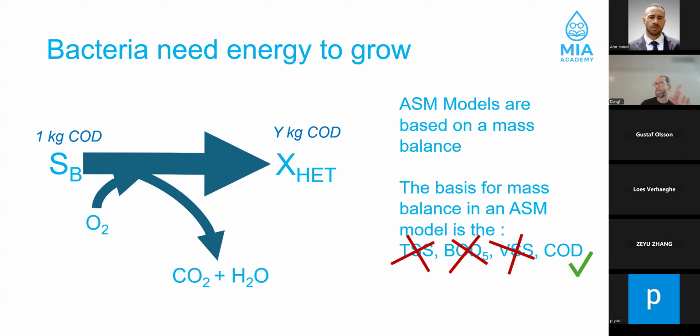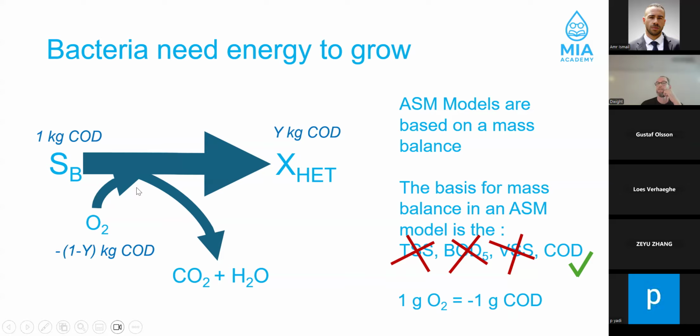Therefore, between 1 and Y, we need to find out where the difference between the two is going. And because we know that 1 gram of oxygen is in fact minus 1 grams of chemical oxygen demand, then we can say, okay, the balance went here into the oxygen. So the difference between the 1 kilogram of COD we had at the beginning and the Y kilograms of COD that were generated into biomass, where does the missing COD go? It's accounted for in the oxygen that we utilize.